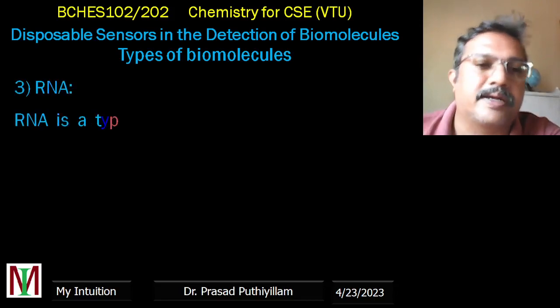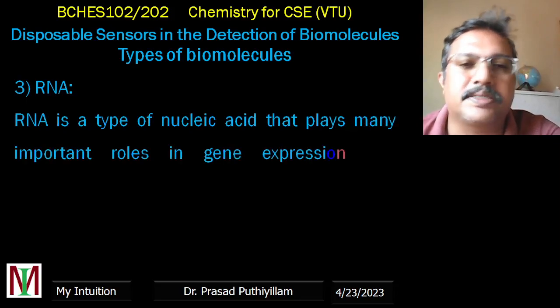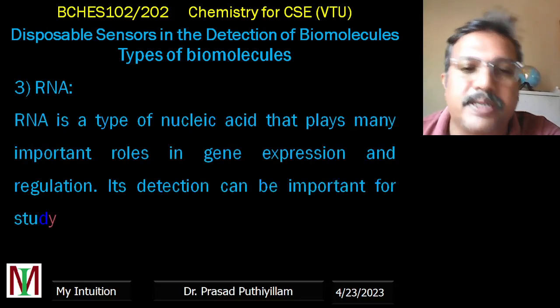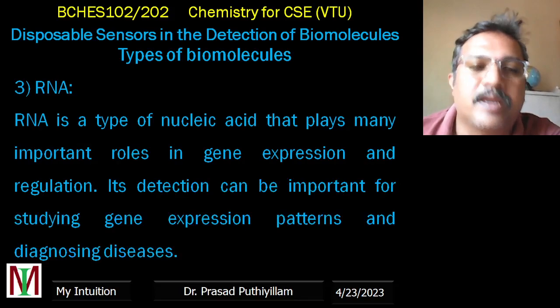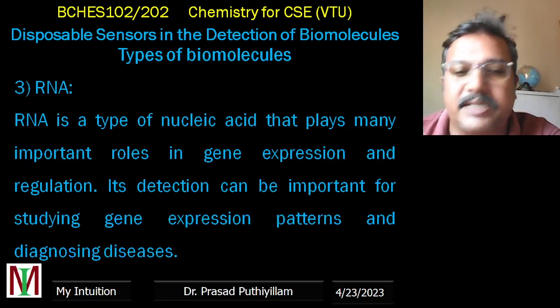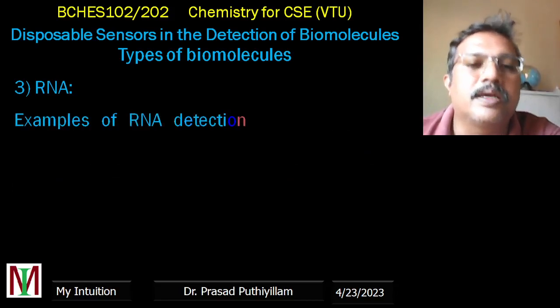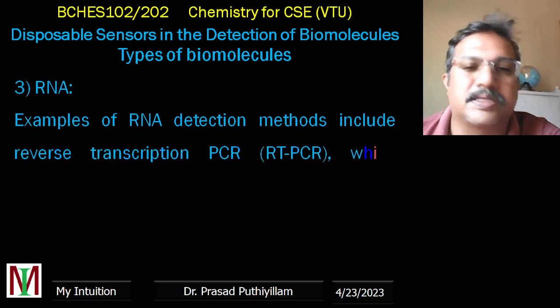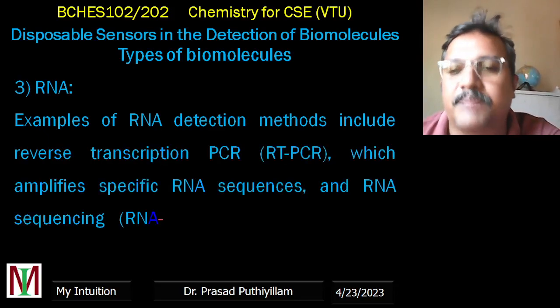RNA can also be detected. It's also a protein only. It is a type of nucleic acid that plays many important roles in gene expression and regulation. Detection can be important for studying gene expression patterns and diagnosing the diseases. Examples of RNA detection methods are reverse transcription PCR, RT-PCR.